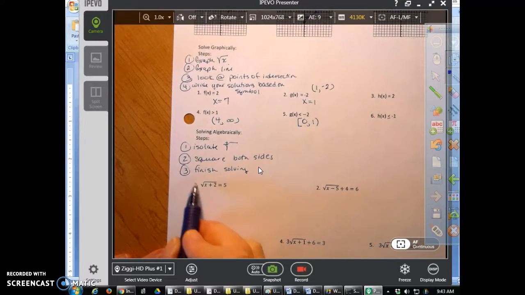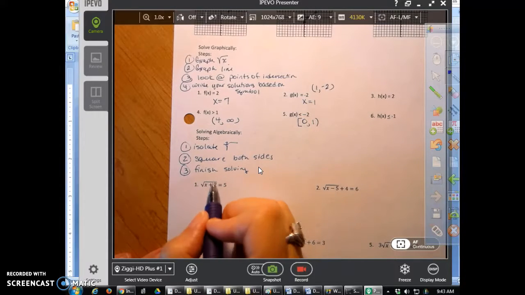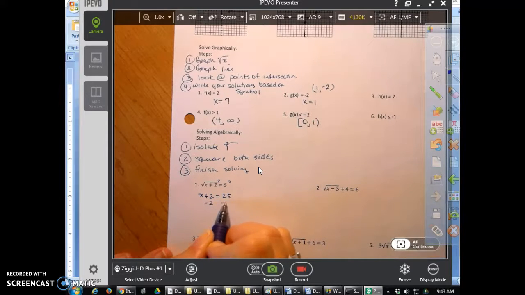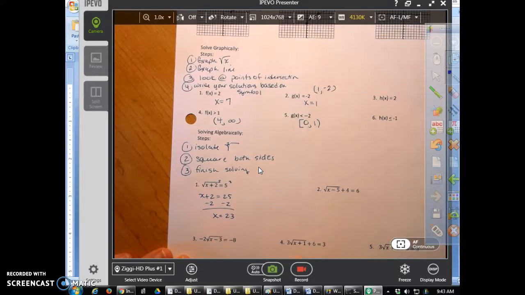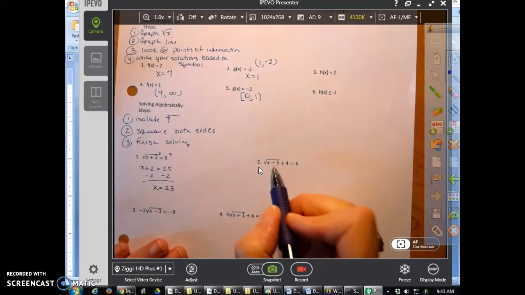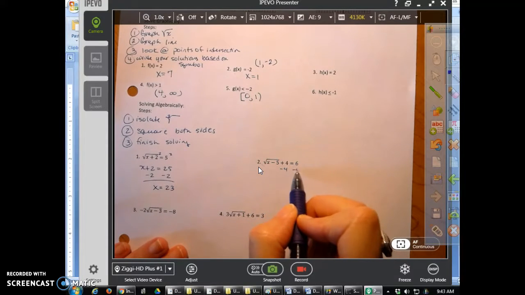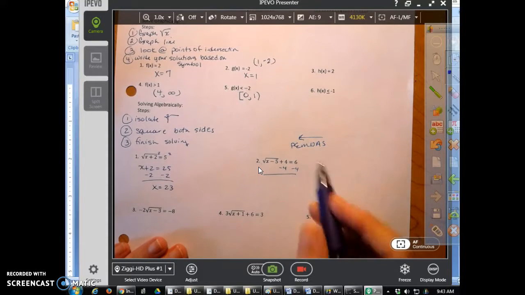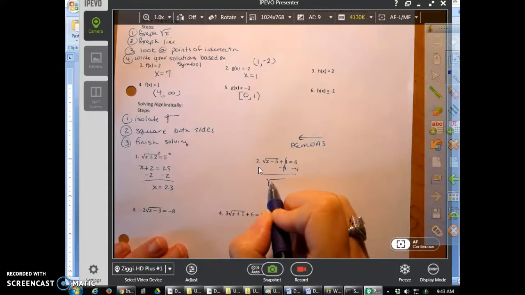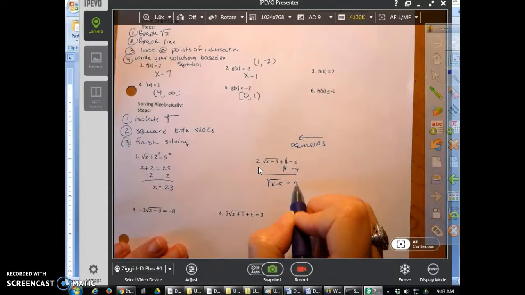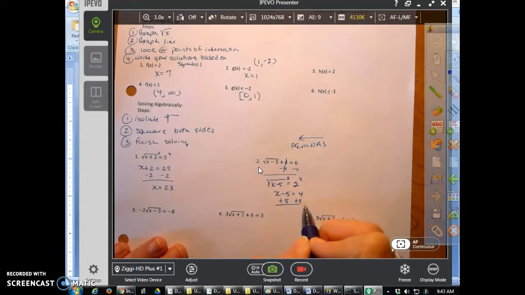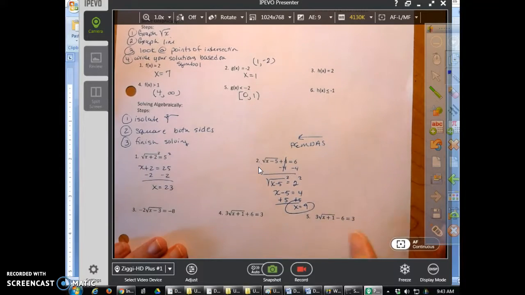So number 1, the radical or the square root is already isolated. So I'm going to go right in and square both sides. X plus 2 is equal to 25. Subtract 2, I get x is equal to 23. And by all means, pause this anytime you need to, because I'm going to go through these pretty quickly. Number 2, I need to isolate this, so I'm going to subtract 4. And don't forget, we always use reverse PEMDAS here. So then I end up with the square root of x minus 5 is equal to 2. Square both sides. X minus 5 is equal to 4. Add 5, add 5. X is equal to 9 is my solution.